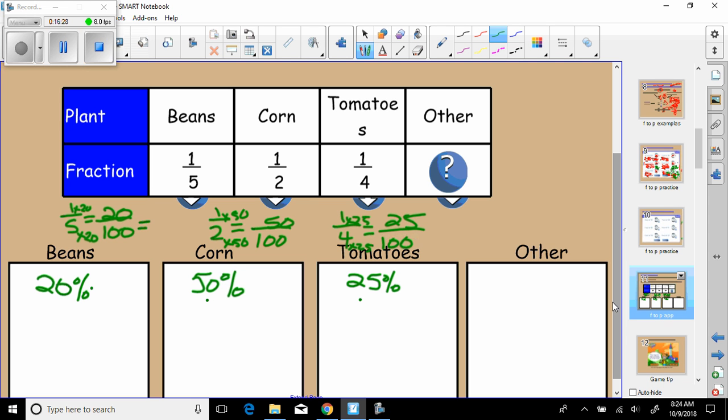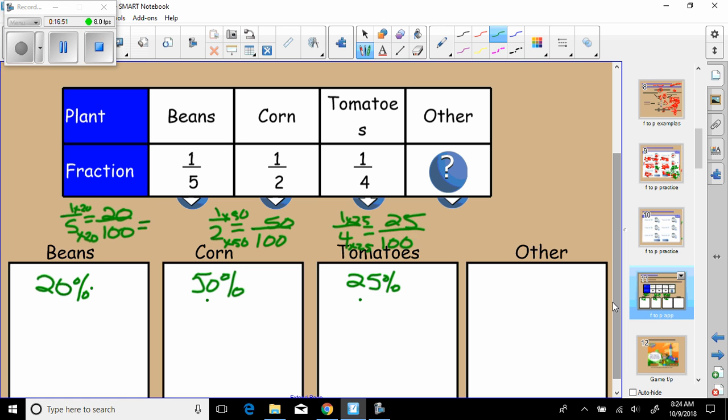So you can probably guess what the other one is. We have no idea. So what do you think this would be? Because remember, 100% of the garden. So how would we figure out 100% of the garden? I'd like you to just kind of jot that down on the paper. How would you figure that out?